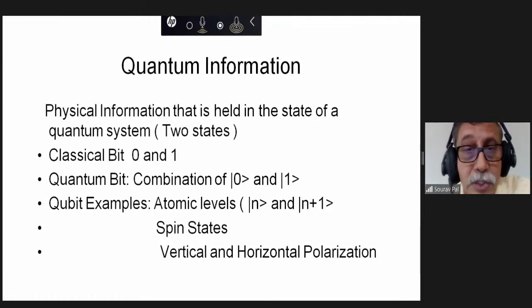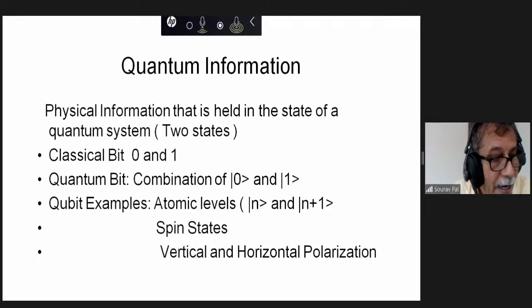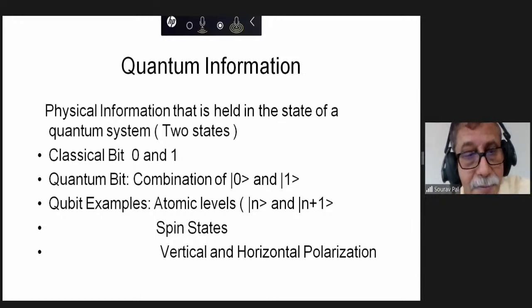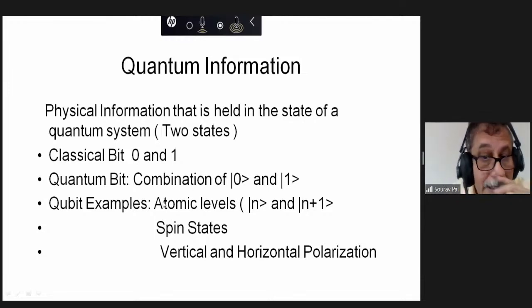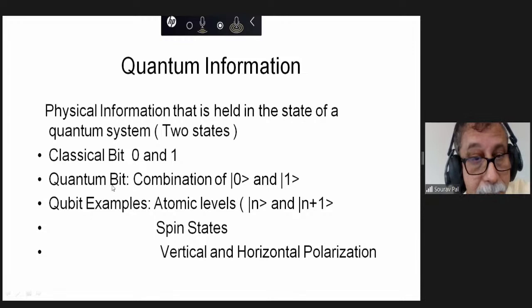So let's say I take a two-state system. In a classical system, there will be two bits, 0 and 1. In a quantum system, there will be a combination of the two states, 0 and 1. And this combination is very interesting because with it, I can actually generate many, many states. Even though there are two linearly independent states, I can generate many states in the quantum case. For a classical system, I have only 0 and 1. And this leads to what is called the qubit, the quantum bit.